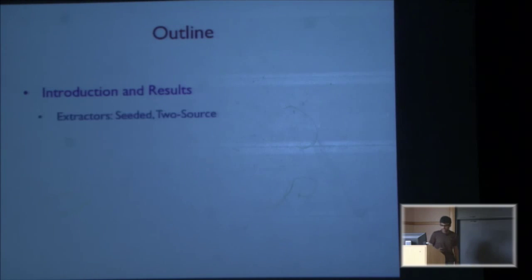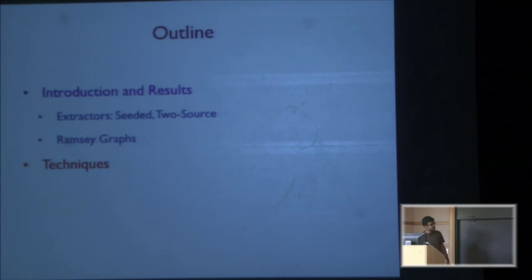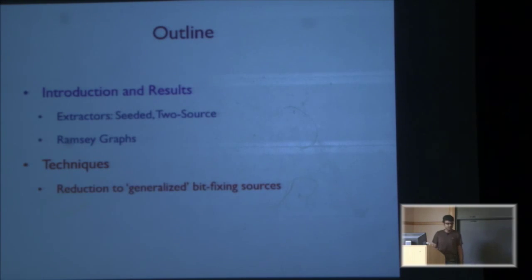All right, let me quickly give you an outline of how this talk will go. I'll introduce extractors, both seeded and two-source, and also present our results on two source extractors. And there's a very nice connection to Ramsey graphs. Two source extractors, or in fact two source dispersers, can be interpreted as Ramsey graphs. So they give constructions of Ramsey graphs, so I'll talk on that. And for techniques, I'll be spending time on our construction of the two source extractor.